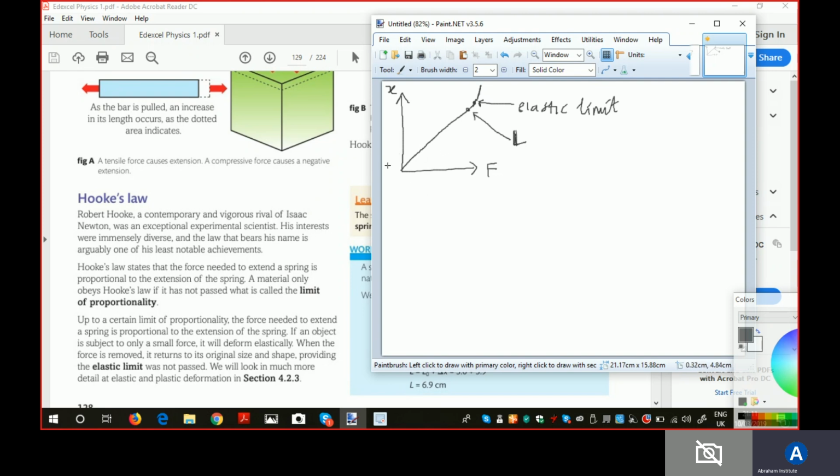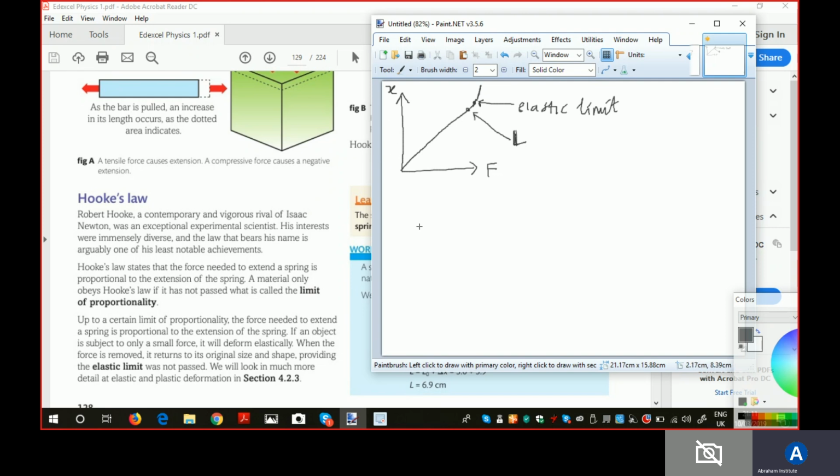Now this can happen with a spring also. If you stretch a spring too much, once you remove the deforming force or the extending force, the spring will not have its original length because it has been permanently deformed. An object will get permanently deformed when it's stretched beyond its elastic limit. Okay, so we have this one.